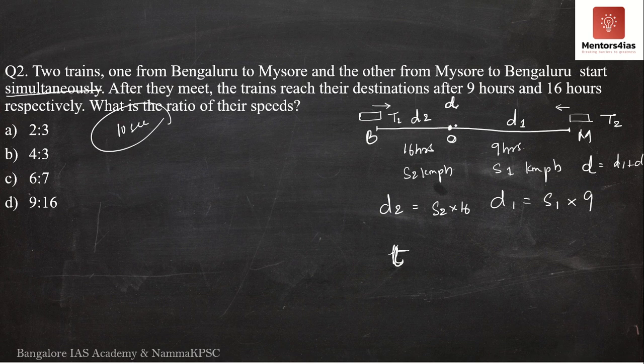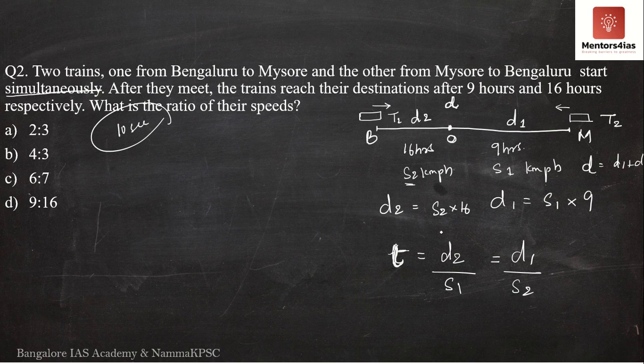So if T is the time taken for the first train to reach O, then can I write time T is equal to D2? What is this distance? D2. D2 divided by the speed at which train T1 travels. What speed? S1, not S2. At S1 speed. This is also equal to train T2 covering distance D1 at speed S2. So we get D2 by S1 is equal to D1 by S2. This is the relationship which I want.